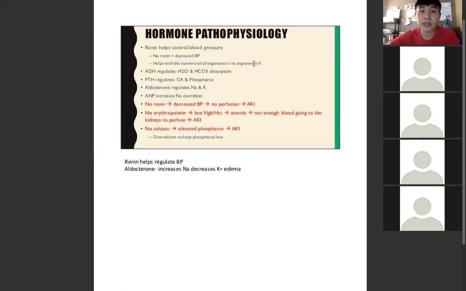All right, next we have hormone pathophysiology. Renin helps control the pressure. So like I said, no renin will affect the blood pressure. It will decrease the blood pressure. The renin hormone helps the blood pressure constrict. But we don't have the renin hormone because the kidney doesn't function as well as it should. So the blood pressure will be decreased.